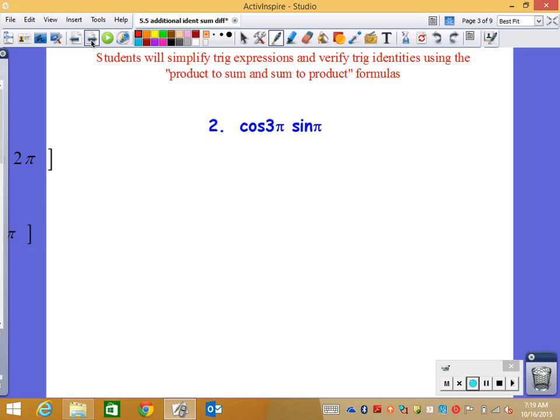However, what if we want to do the cosine of 3 pi times the sine of pi? If we were to look back at my formula sheet, we would see that there's one, which is cosine of A, sine of B, which equals 1/2 times sine of A plus B minus sine A minus B, which matches up with the problem I'm given.